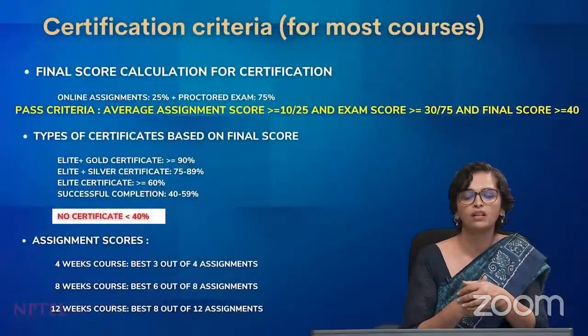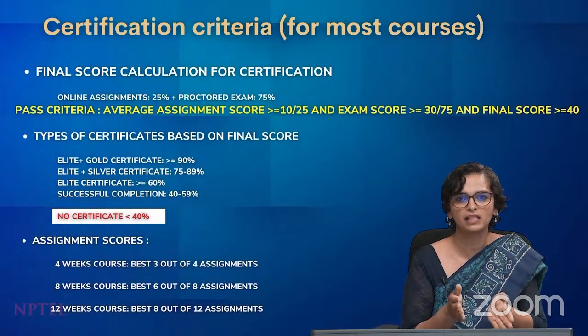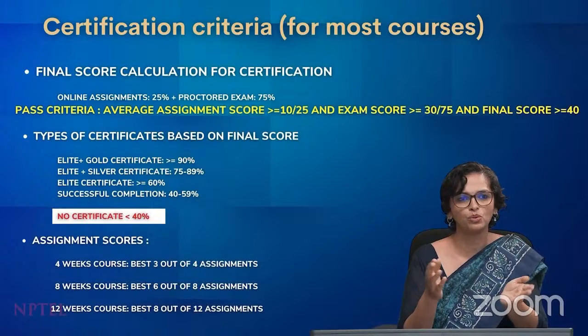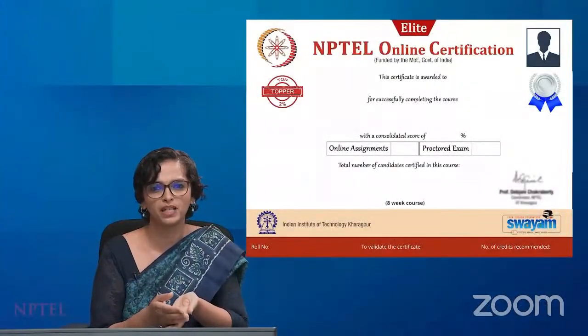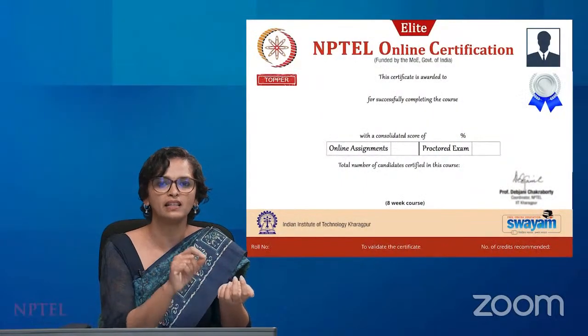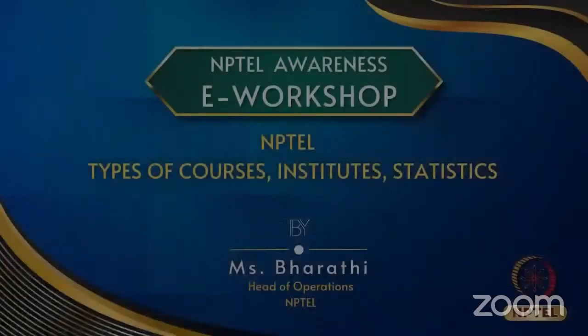We also have categories for toppers in the course. Depending on the number of people certified in the course, we also have toppers. So it could be up to 1 topper, 2 toppers, 5 toppers, 1% topper, 2% topper, and so on. So if you're a topper in the course, there'll also be one seal that comes on the certificate which says that you are a topper in the course.